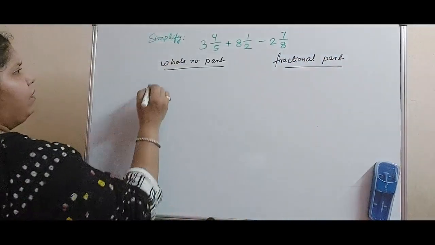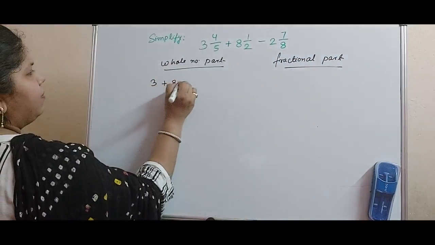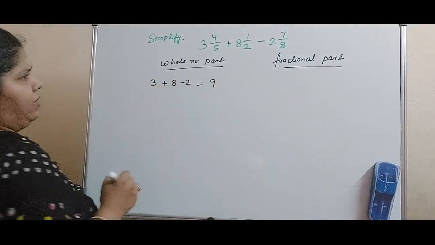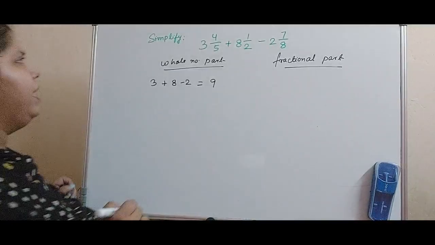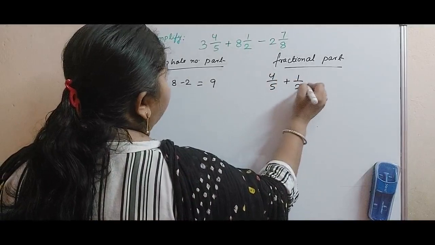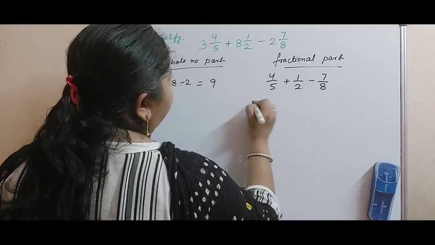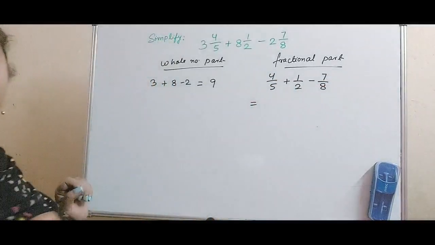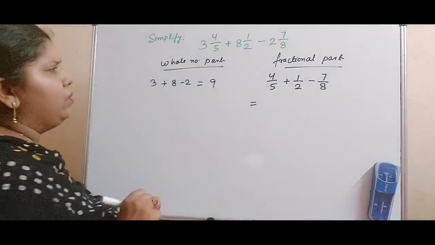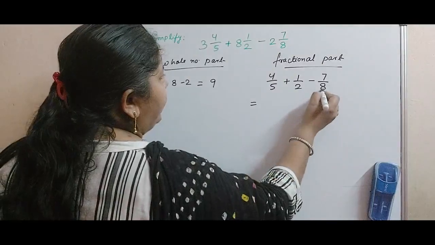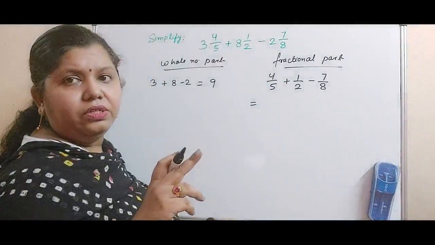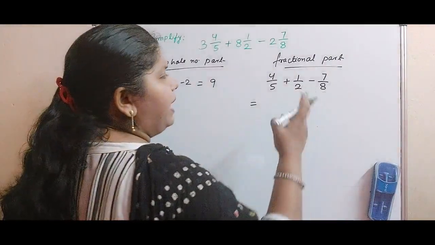In the whole number part, we have 3 plus 8 minus 2, which is 11 minus 2, that is 9. In the fractional part, we get 4 by 5 plus 1 by 2 minus 7 by 8. First of all, you have to take out the common multiple of the denominators. As you can see in the question, 2 is a factor of 8. So this means the LCM is 8.